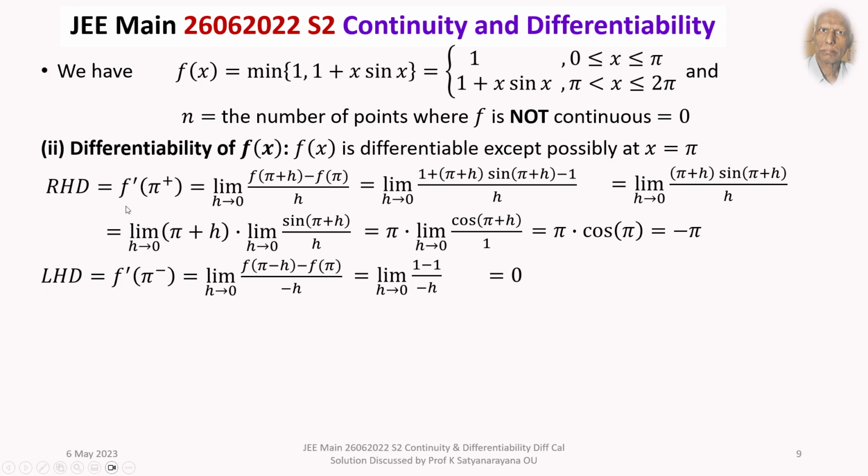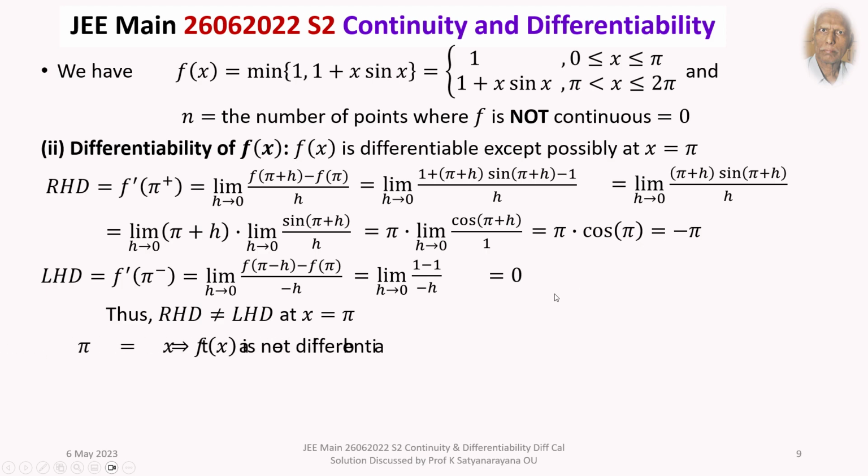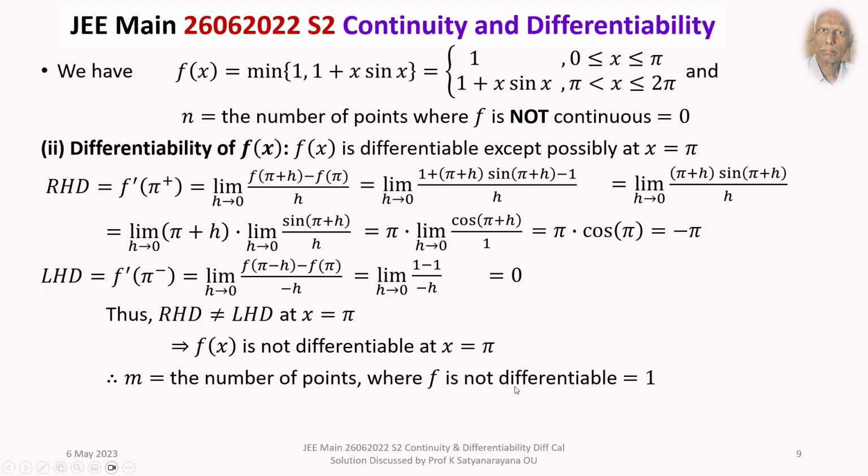So thus the right hand derivative is minus pi, the left hand derivative is 0. They are not equal at x is equal to pi. Therefore, f of x is not differentiable at x is equal to pi. So the differentiability is lost at one point, x is equal to pi. Therefore, m, the number of points where f is not differentiable, is 1. Thus we got m is equal to 1, n is equal to 0. Thus we got the ordered pair m comma n is equal to 1 comma 0.